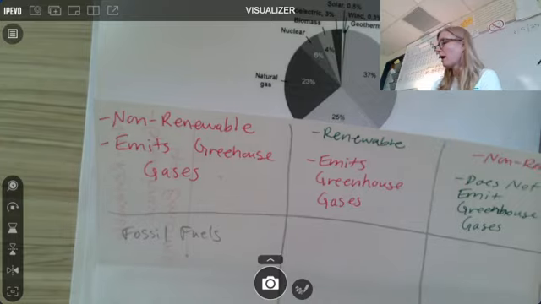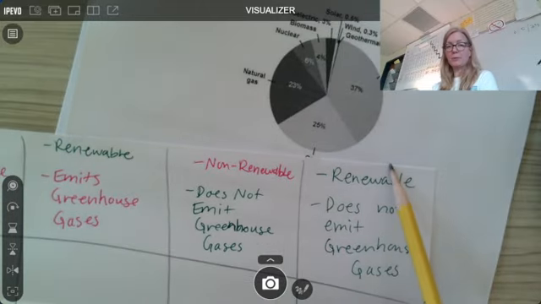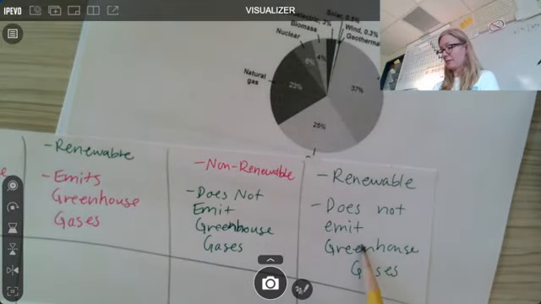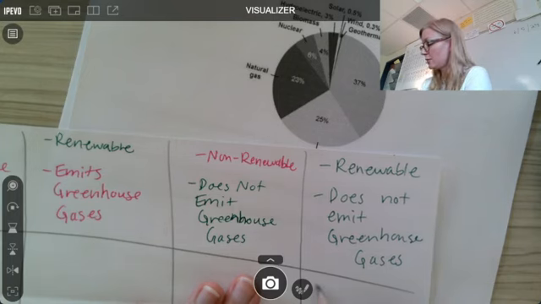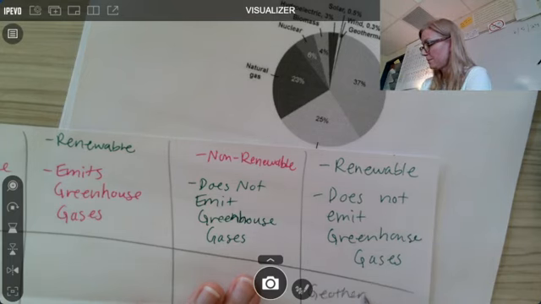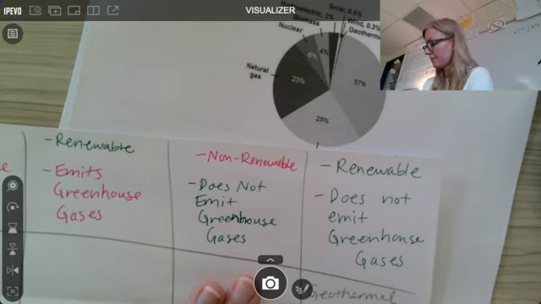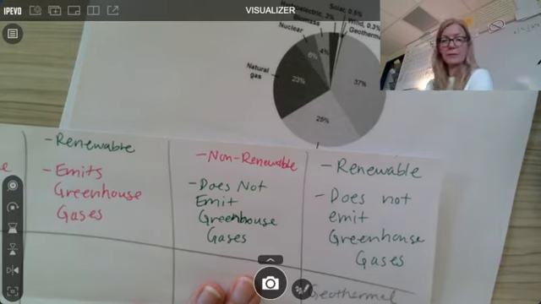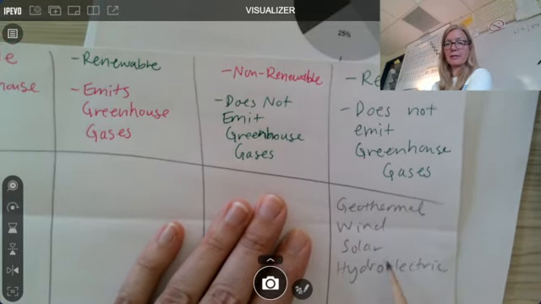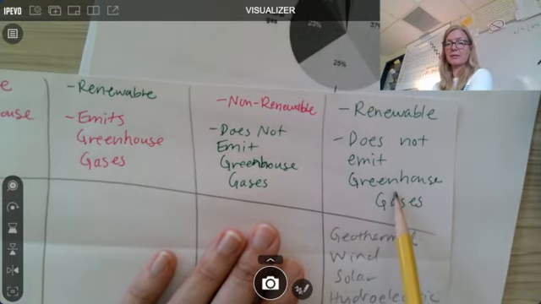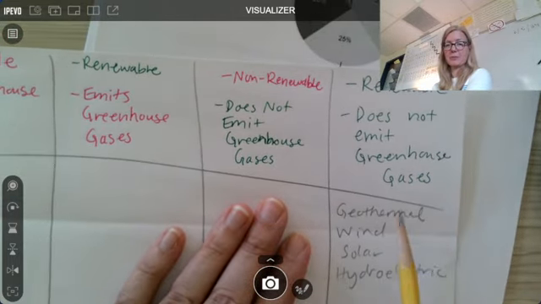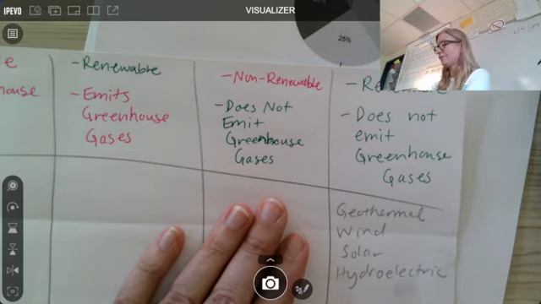On the other end, we have things that are renewable that do not emit greenhouse gases. These are the geothermal, wind, solar, and hydroelectric. Geothermal, wind, solar, and hydroelectric are renewable and they don't emit greenhouse gases. So we're never going to run out of these sources of energy, and using these sources of energy does not emit greenhouse gases.